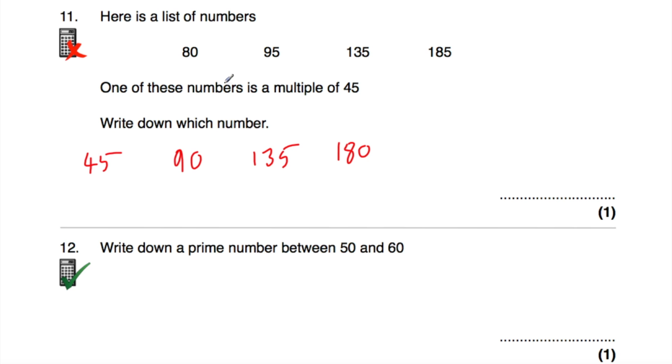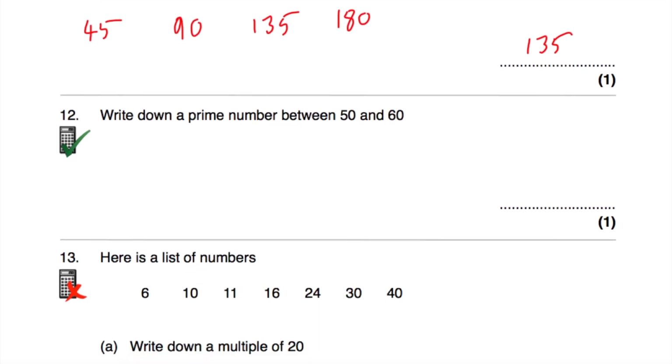So we've been asked to write down the number that is a multiple of 45 in this list. So 80's not, 95's not, 135 is, and 185 isn't. So that means that 135 is the multiple of 45 in that list. Okay, let's look at our next question, question number 12.